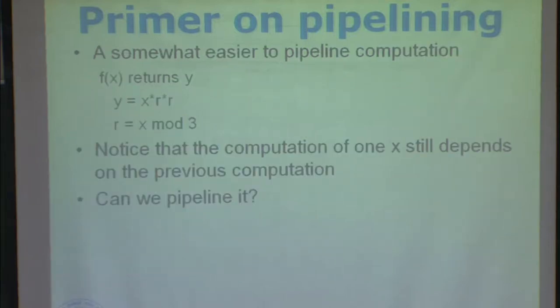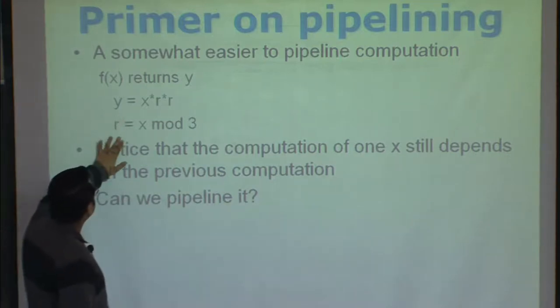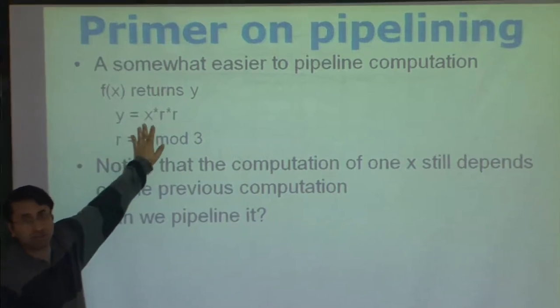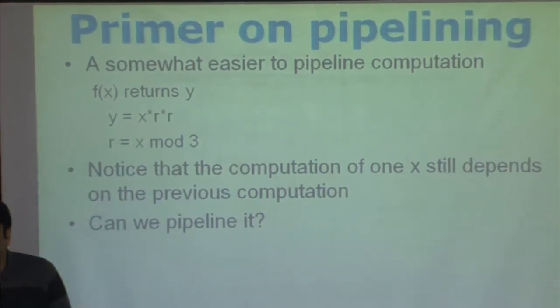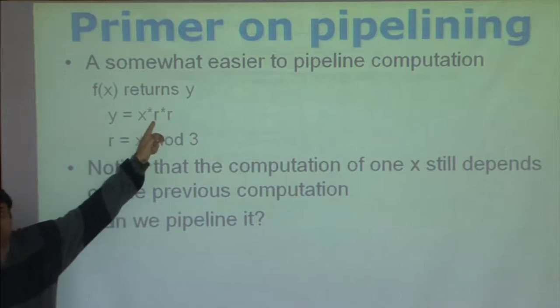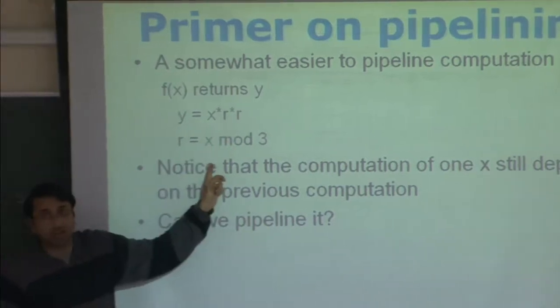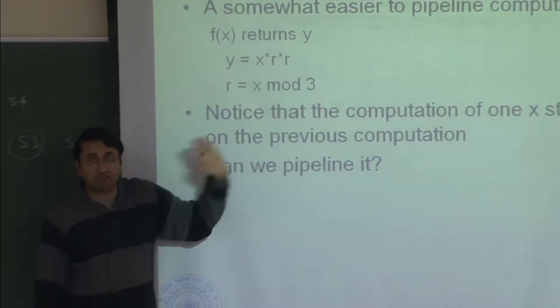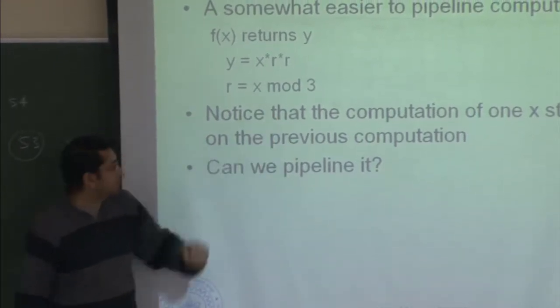So these are somewhat easier to pipeline computations. So we keep x times r squared, but we change r to be equal to x mod 3 instead of y mod 3. So I can compute r first. But remember that the computation of the next x still depends on the previous computation, because the r value comes from the previous x, actually. It is not this r that I am using in the computation. So there is still a dependence that remains on the previous computation.